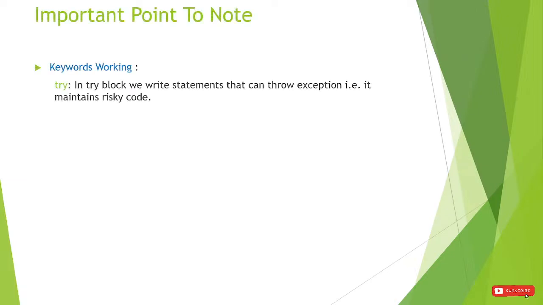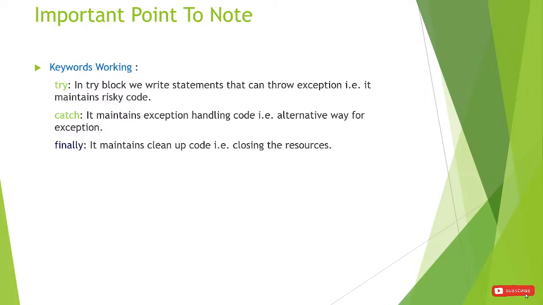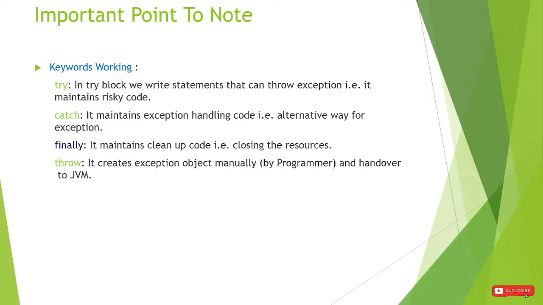There is a try. Why are we using the try block? For the risky code. Why are we using the catch block? For the exception handling code. Why are we using finally? To write the cleanup code, right? And after that, why are we using throw? It will create an exception object manually and hand it over to the JVM, right?